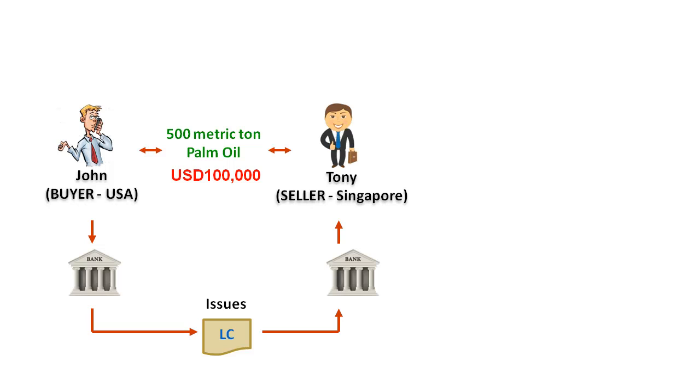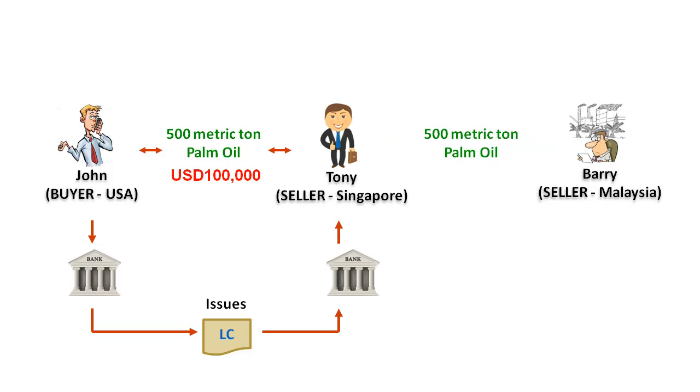Now, Tony is in receipt of the LC, but Tony is not a manufacturer and he does not have any palm oil stock to deliver to John. So he calls his friend Barry, who is a palm oil manufacturer in Malaysia, and tells Barry that he wants to buy 500 metric ton of palm oil for delivery to USA. So Barry agrees to sell to Tony at say USD 70,000. So Tony agrees with the price because profit is good. So both of them, Tony and Barry, enter into a sale contract.